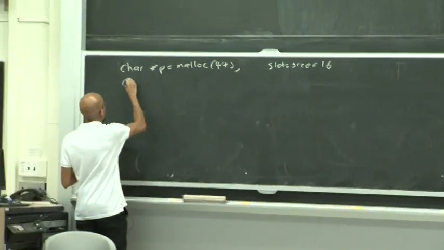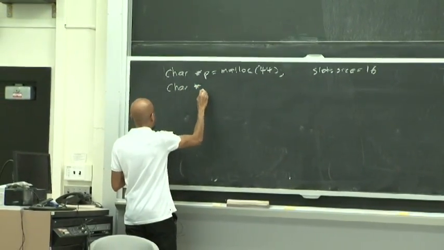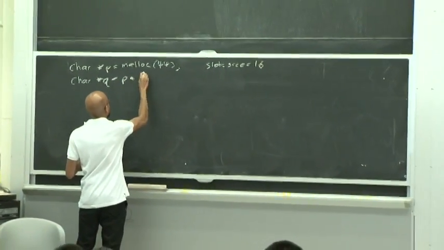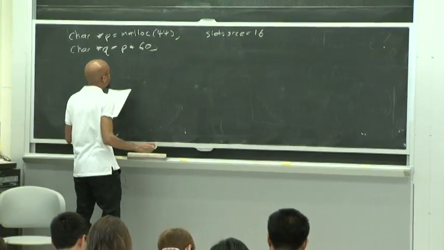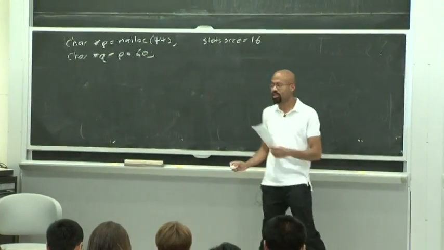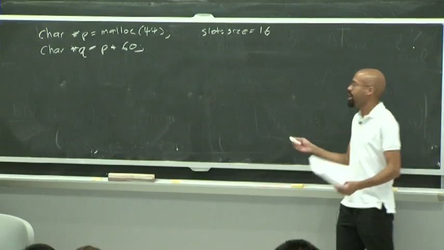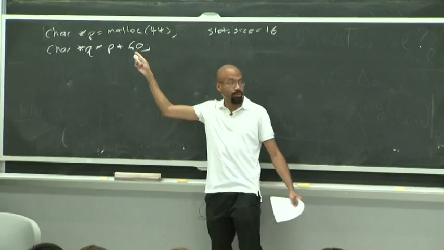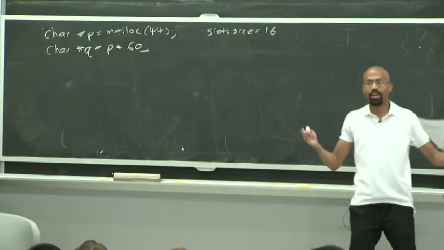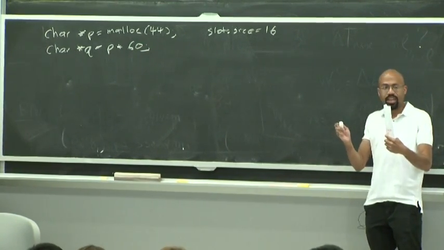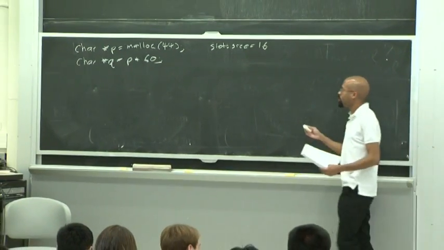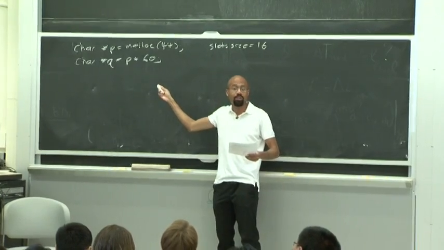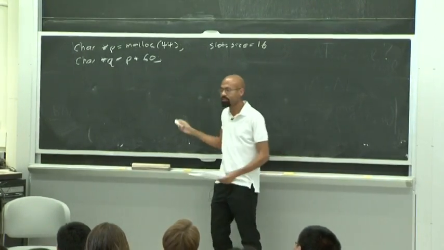Then we're going to define another pointer called Q, and we're going to set it equal to P plus 60. So what happens when we do this? Note that, strictly speaking, this access is out of bounds, because P was only allocated 44 bytes of memory. But the way that baggy bounds works is that it will actually allow accesses that are out of bounds if they stay within that baggy bounds. So even though the programmer probably shouldn't have done this, it's actually going to be OK. We're not going to raise any flags.